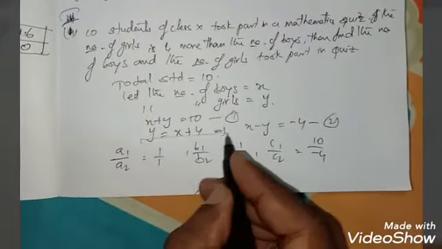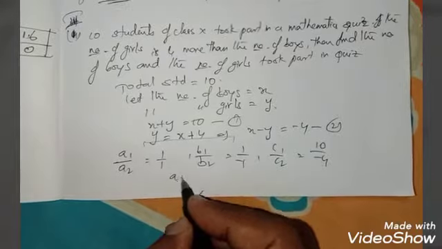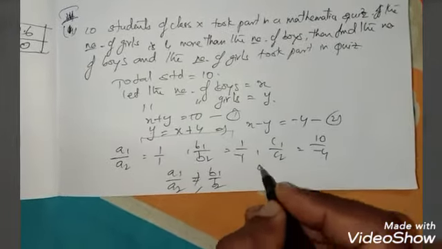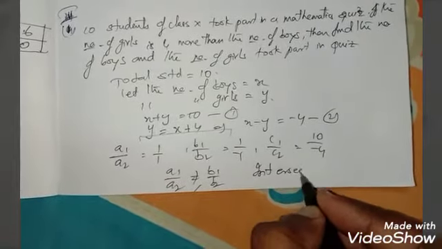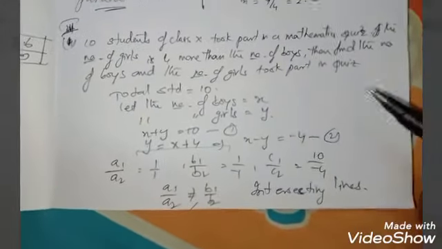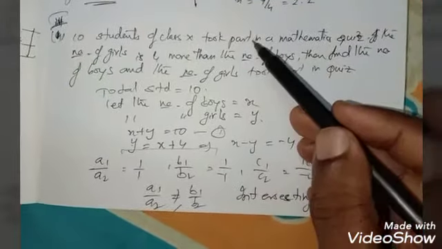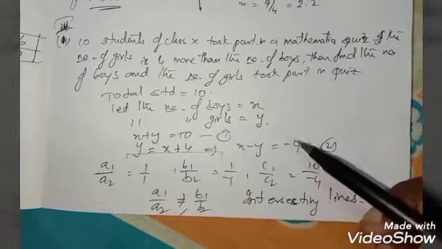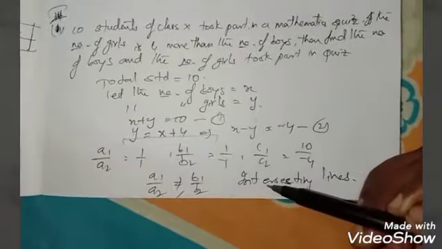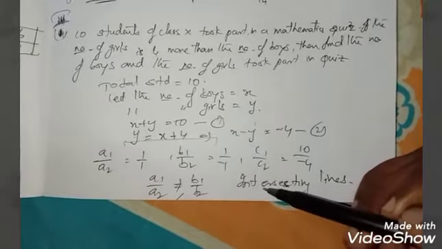So here itself we can say these 2 ratios are not equal. So a1 by a2 is not equal to b1 by b2. So it represents intersecting lines. So here what we have done, we have converted this word problem in terms of equations. After converting into equations, then we have shown whether it is intersecting lines or parallel lines.